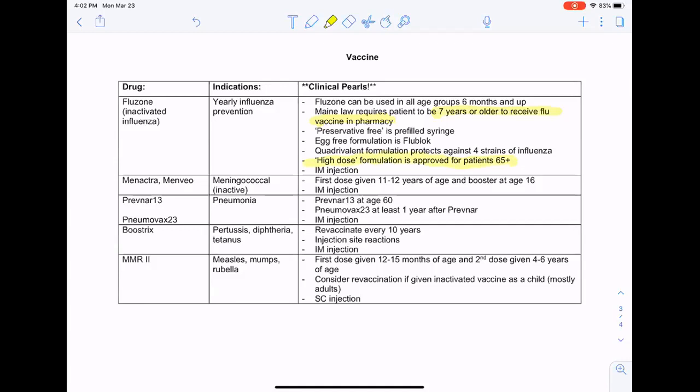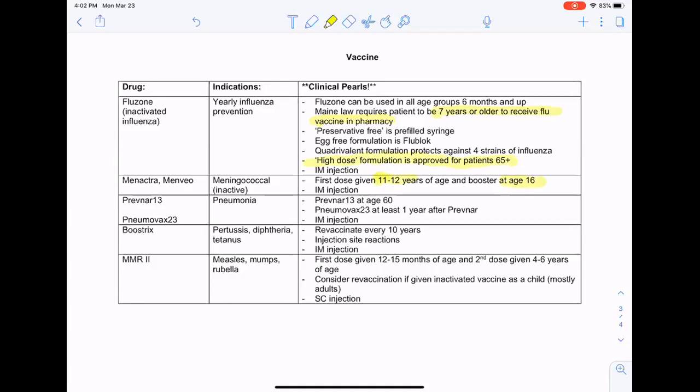All right. Next one is Menactra or Menveo, which is meningococcal vaccine. So the first dose of this is given at 11 to 12 years of age. Then they get another booster at age 16. And then this is another IM injection as well. So we'll highlight that. I want you guys to know when you get the first dose and when you get the second dose. Okay.